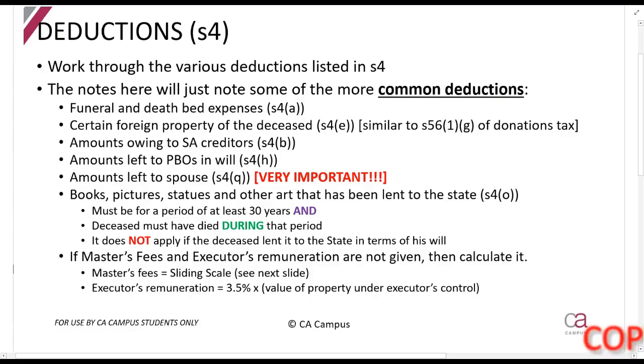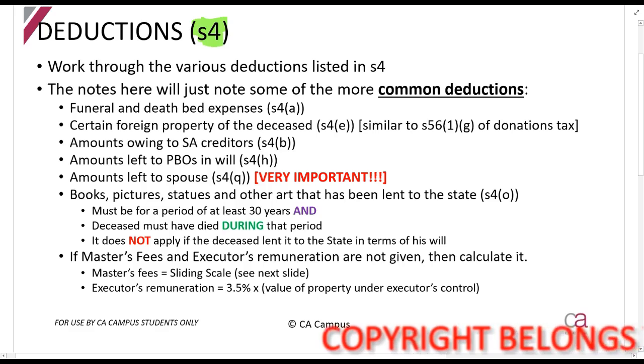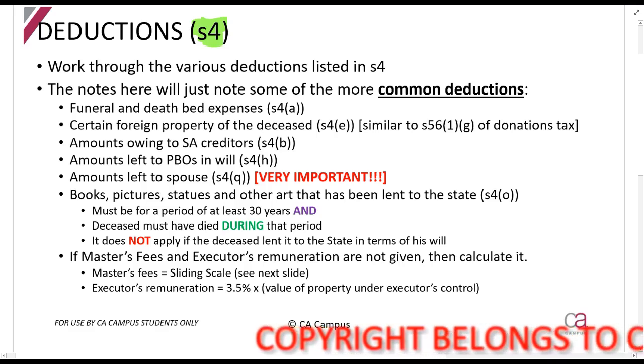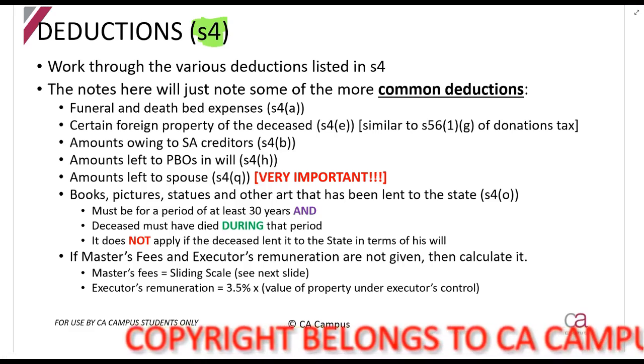We're now going to be talking about some of the more common deductions that you can claim against your estate when calculating estate duty. So we've got property plus deemed property, and from that we deduct deductions. So these are some of the more common ones. Please make sure that you work through the rest of section 4.